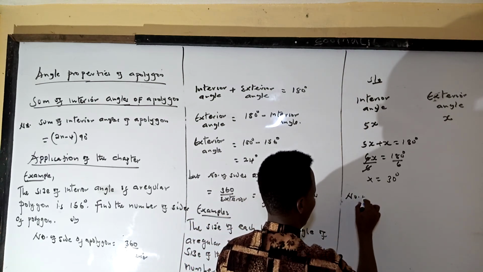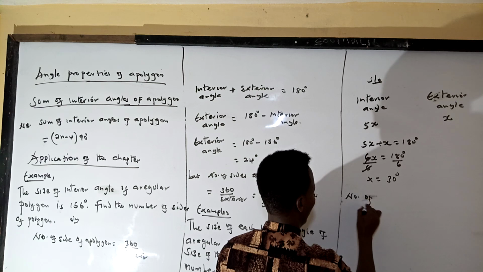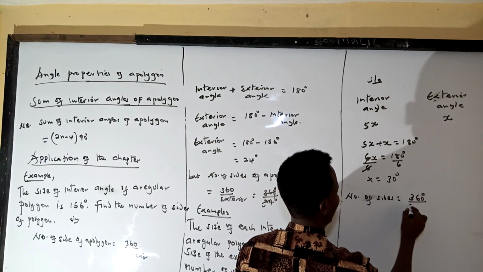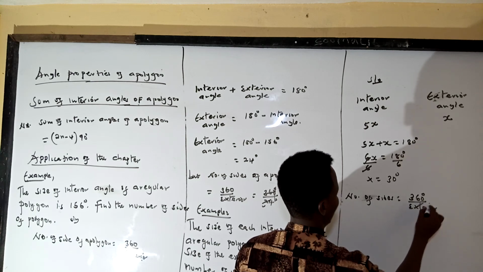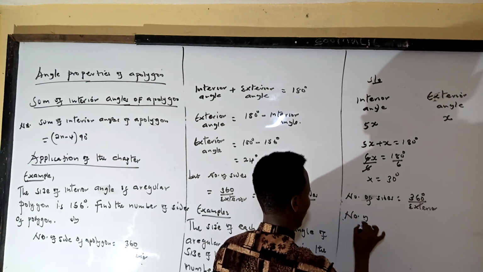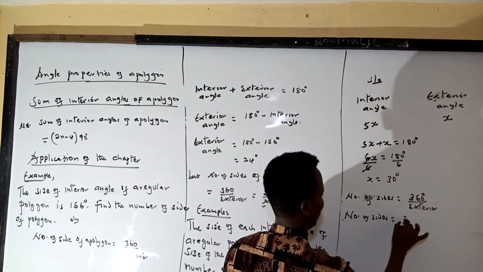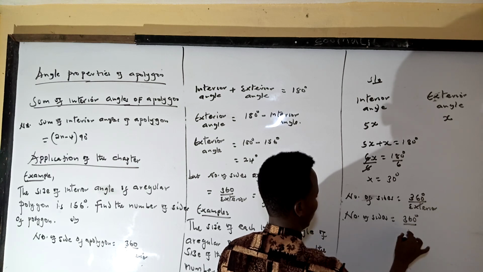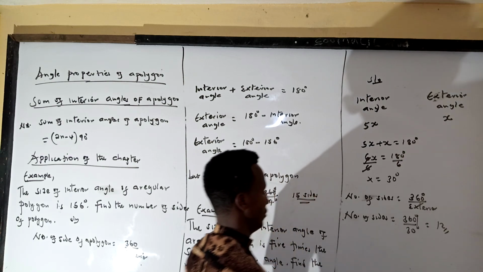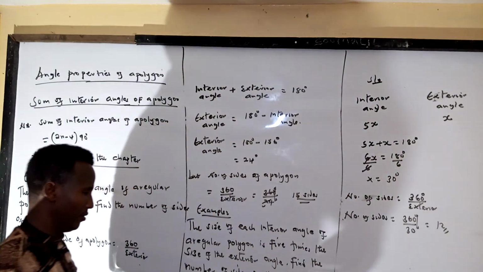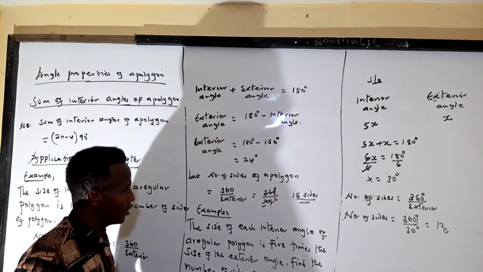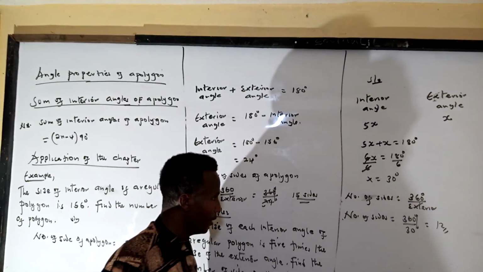Number of sides is equal to 360 degrees divided by the exterior angle. Therefore, the number of sides will be 360 degrees divided by 30 degrees, degrees cancel. Then that is 12. So this is how we are going to tackle questions from angle properties of Form 1.